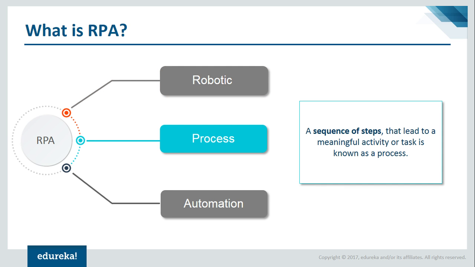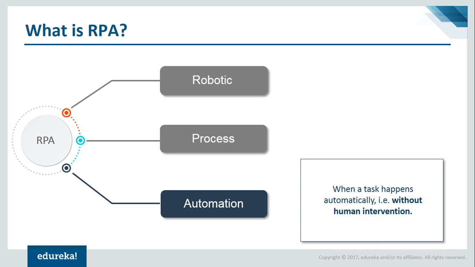Then comes process. So any sequence of steps that you do that lead to a meaningful task is known as a process. All right, so it could be the process of taking your dog outside your home, so you have to put the leash on him and then you take him outside the home. It could be the process of making tea. You put water in your kettle, then you put tea leaves and then milk, and then your tea is ready. So it could be any process. So any sequence of steps that lead to a meaningful activity, like I said, is known as a process.